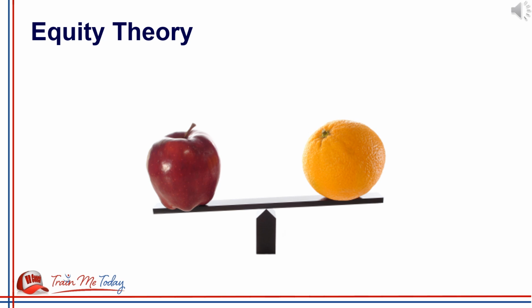Those who think their ratio is unfair experience dissatisfaction and are motivated to change their situation in the direction of greater equity. For example, an employee who believes they make the same as another employee, but that they generally work harder than that employee, may start to decrease their output to be more in line with what they believe the output is for the other employee.